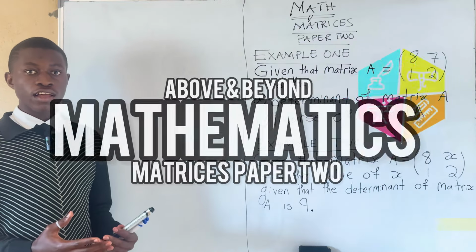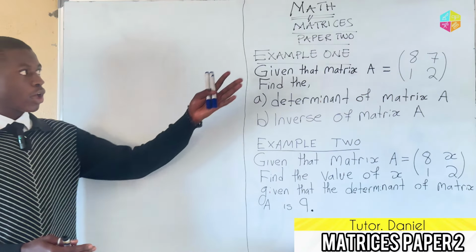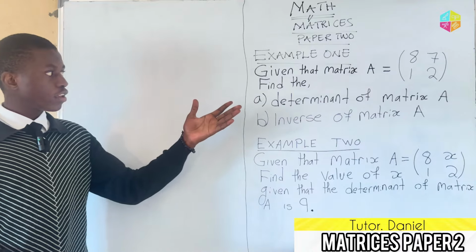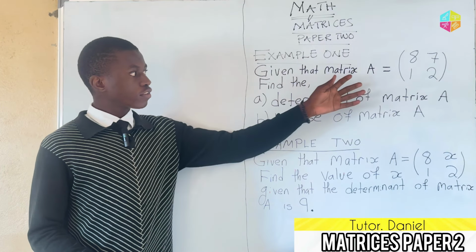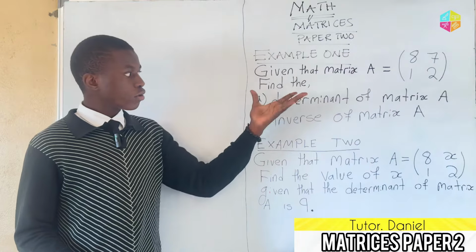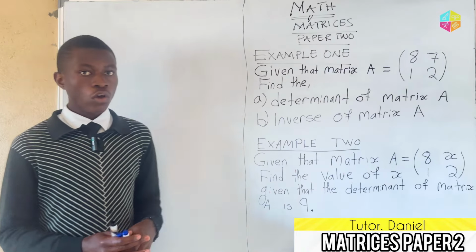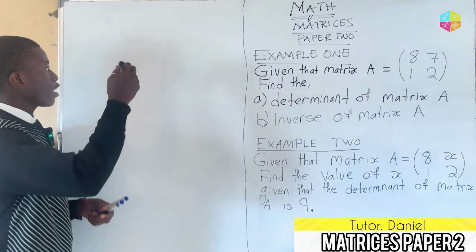My name is Tutor Daniel, and today we're going to talk about matrices in mathematics. So our first question here is saying that given that the matrix A is equal to that, you are told to find the determinant of matrix A. So how to find the determinant of matrix A?